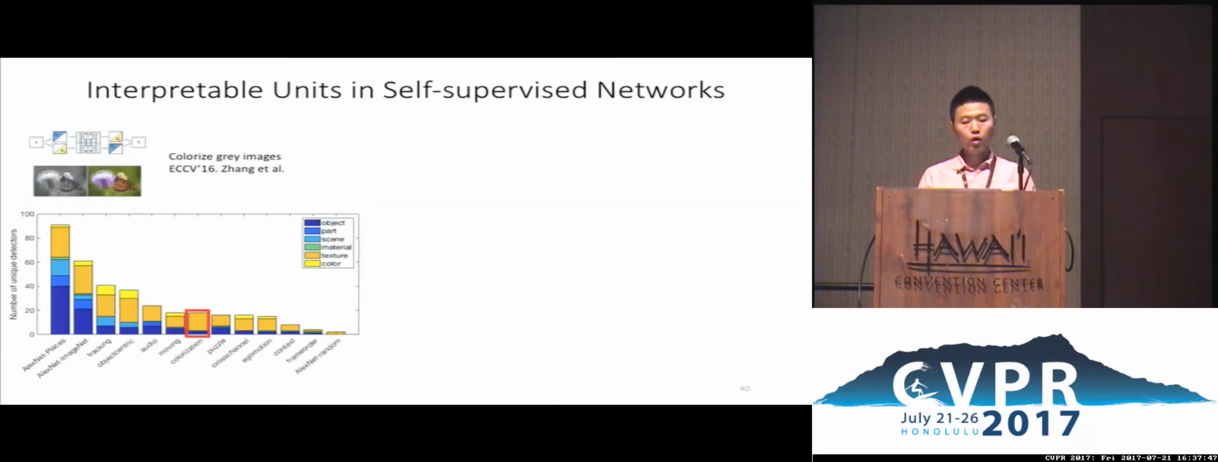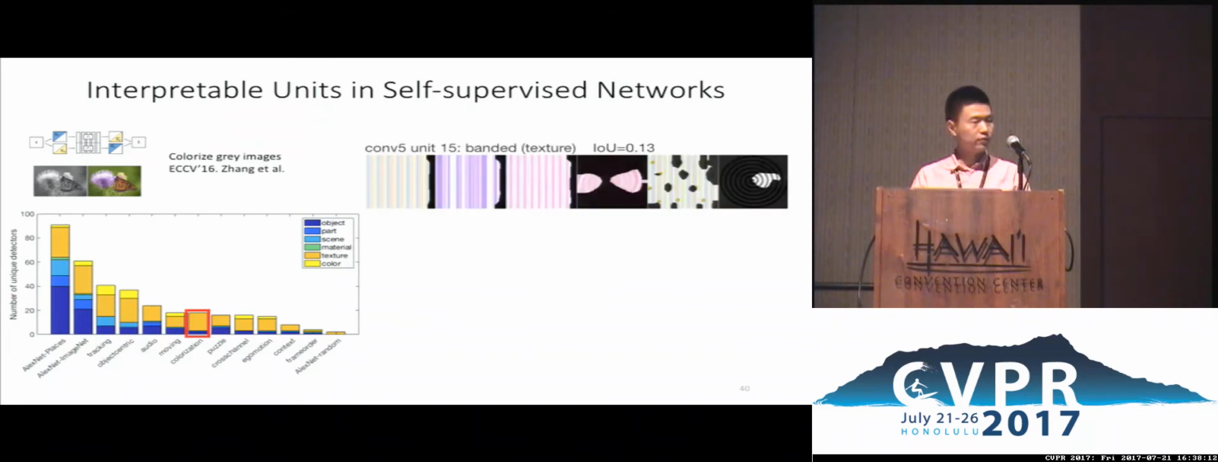Here we further show a network trained for colorization. They take the network and train it to colorize a gray image into a colorful image. You can see there are many more texture detectors in this architecture, because maybe to solve the colorization task, you can simply memorize the association of color and textures. But there are still some object detectors.